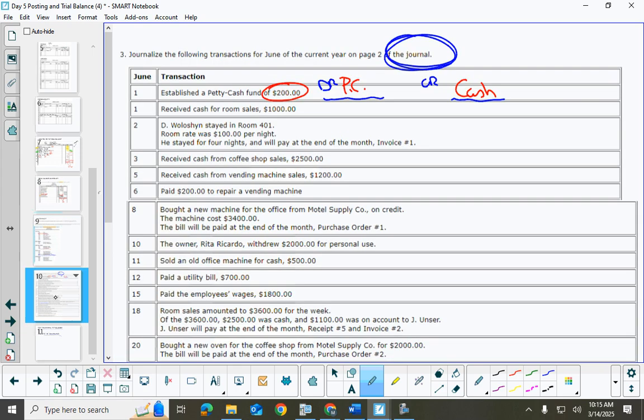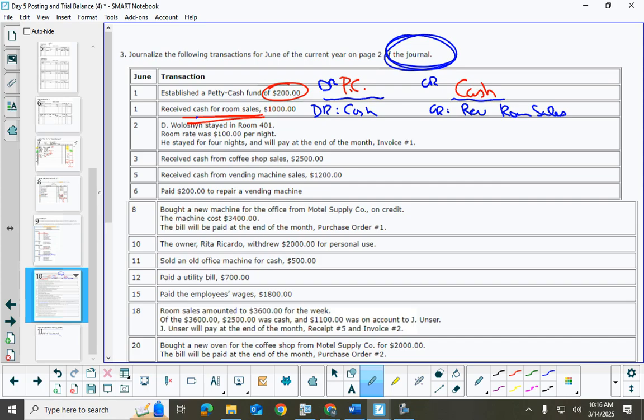Okay, received cash from room sales. Remember, you're running a hotel. So room sales is revenue. So you received cash. So which account's going to go up? Cash. So cash is going to get debited, which means the revenue account for room sales is going to get credited.